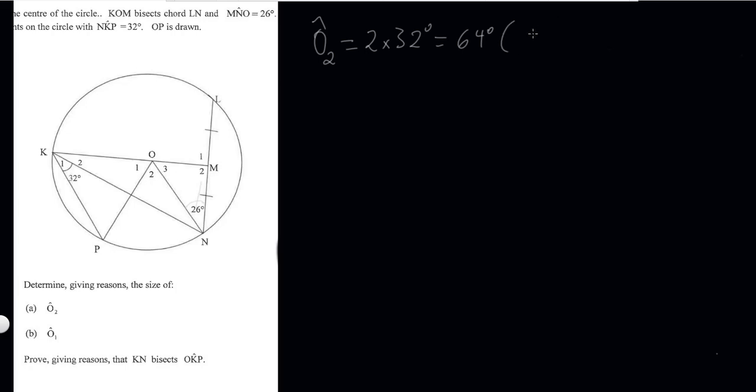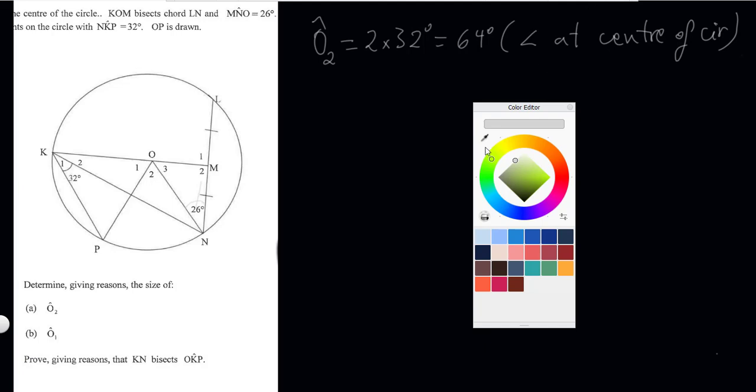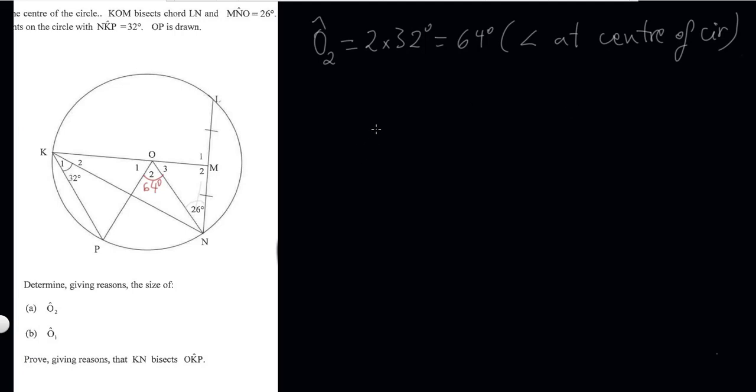The reason we say what? Angle at the center is double the angle at the circumference. That is why it's 64. So now, once you get 64, it's very important for you to complete here. You put there 64 degrees. You write it with another color. It's better to use blue because your teacher will use a black pen.